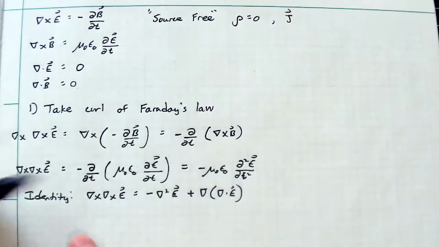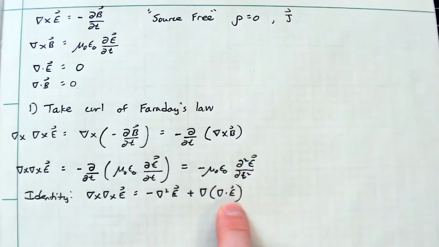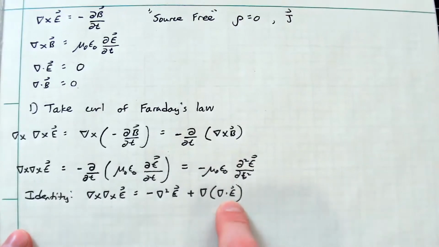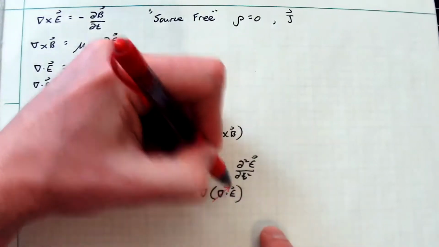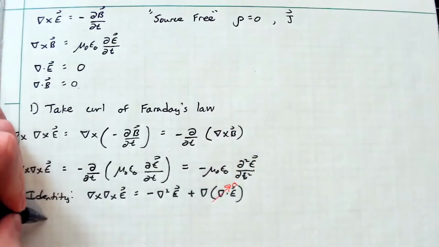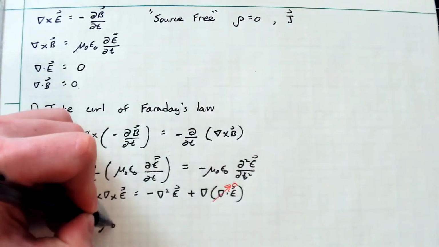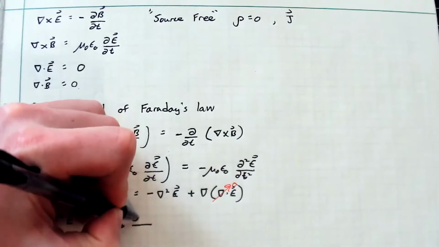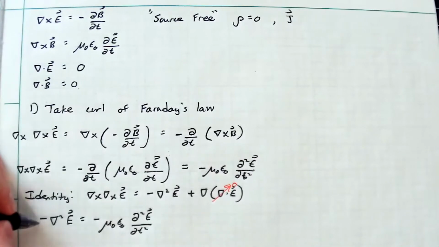So then we just plug it back in. You notice this term here, the gradient of the divergence of E. Well, I assumed a source-free region. So we're just floating out in space. There's just electric and magnetic fields. There's no free charges and there's no free current. And since del dot E is 0, this term just goes away. So what you're left with at the end of the day is negative del squared E is equal to negative mu naught epsilon naught times the second partial of E with respect to t squared. So obviously the negatives just go away.